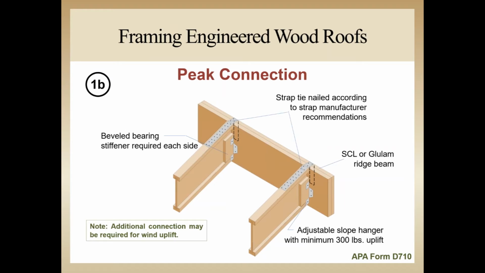The rafters are cut to fit the angle between the roof pitch and the plumb beam with the required wood stiffeners also bevel cut to match that angle. A strap tie is used to connect the rafters tight against the ridge beam. The straps are fastened at a minimum of 3-inch spacing or in accordance with the strap manufacturer's recommendations. Note that all of these details may require additional connection for the assemblies to resist uplift forces.